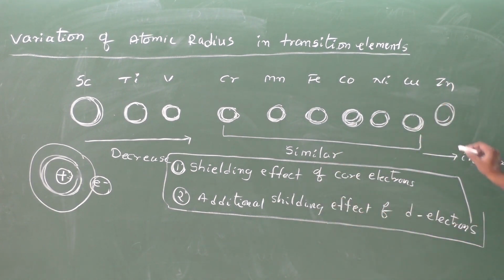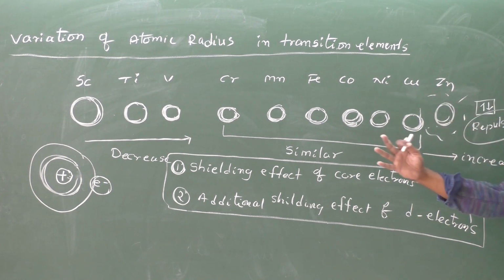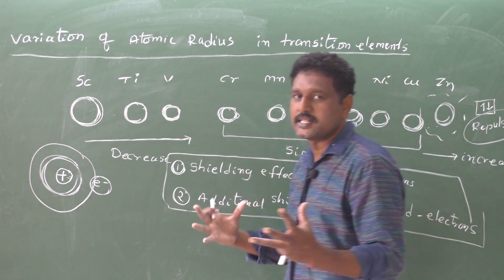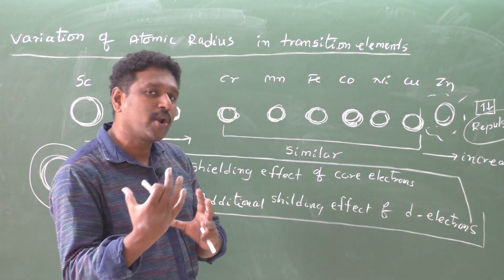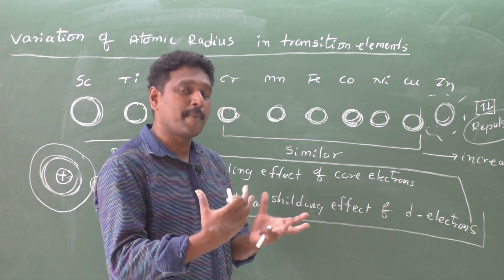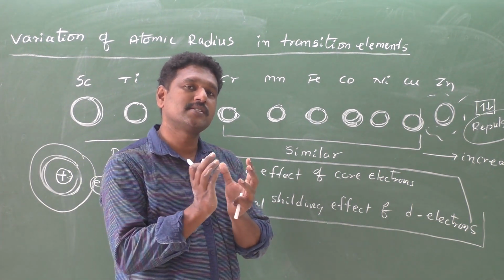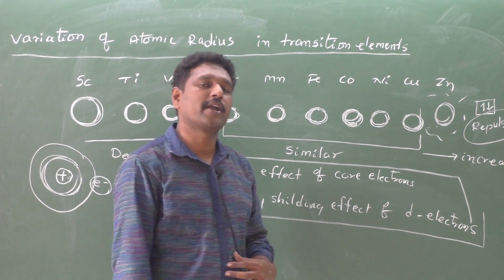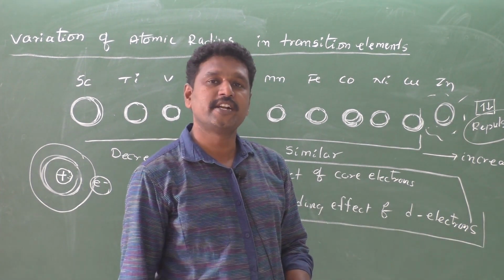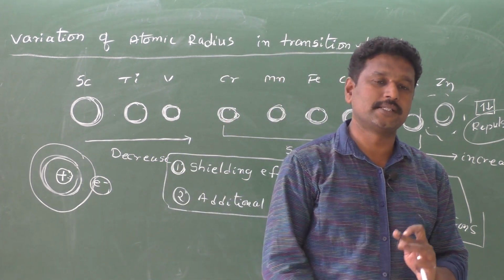These are the two reasons. Why does copper have a smaller atomic radius than zinc? Zinc has paired electrons. Due to paired electrons, electron repulsions take place and size increases. So zinc has a larger atomic radius than copper due to paired electron repulsions. This is about the trend in transition elements.